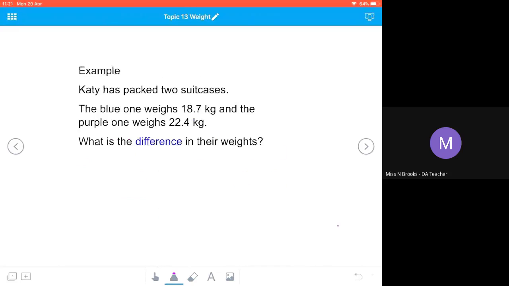So Katie, in the next example, has packed 2 suitcases. The blue one weighs 18.7 kilograms and the purple one weighs 22.4 kilograms. What is the difference in their weights? So difference means we're going to subtract. So we're going to put the larger suitcase, so that's the purple one, on the top line of our calculation. And we're going to put the smaller one on the bottom line of our calculation.